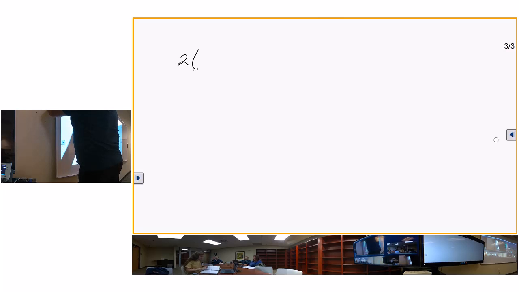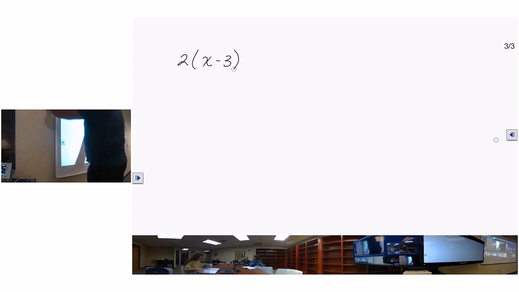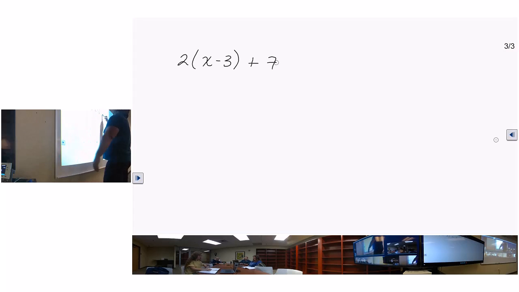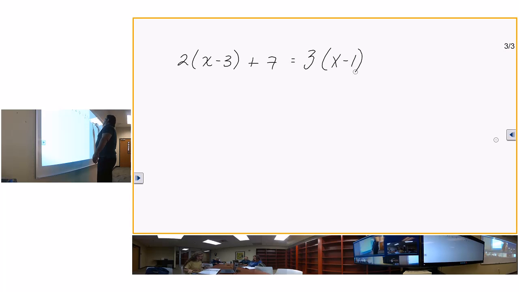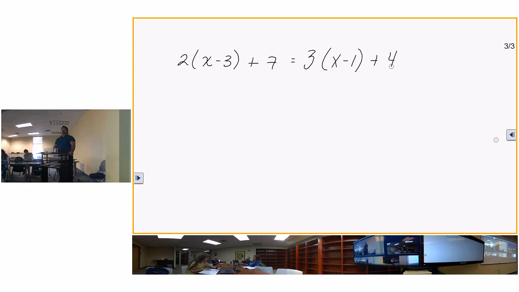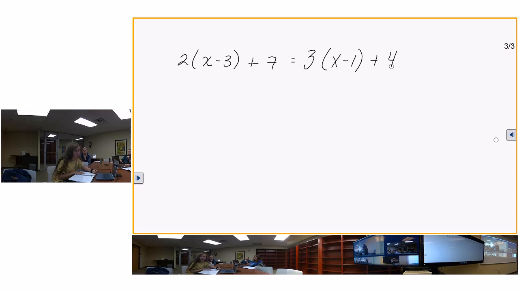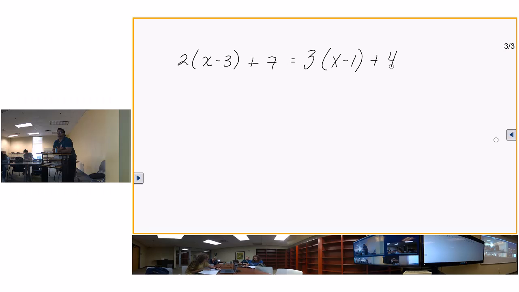2 times x minus 3 plus 7 is equal to 3 times x minus 1 plus 4. Okay? That's nothing but distributive law and combining like terms. So you should be able to do that within a couple of minutes. And then we'll do one with fractions, and then we'll do one with decimals. And hopefully y'all remember what we went over last week.